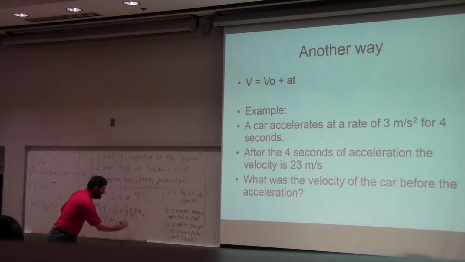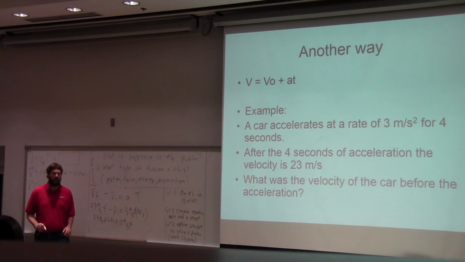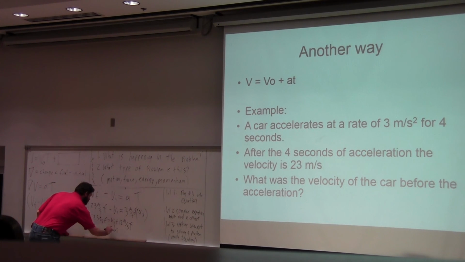By the way, units, if done correctly, are your best friend. They take a few extra seconds to do, but it's worth it. If done incorrectly, they'll stab you in the back repeatedly. And now I solve for VI. So I subtract 12 from each side, and VI equals 11 meters per second forward.